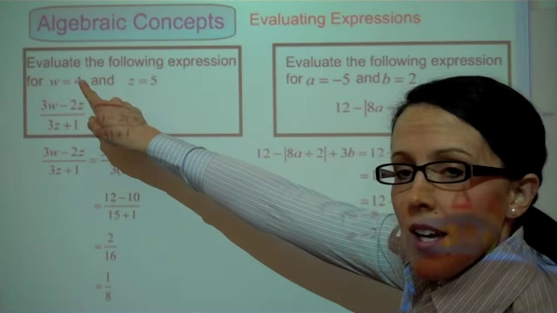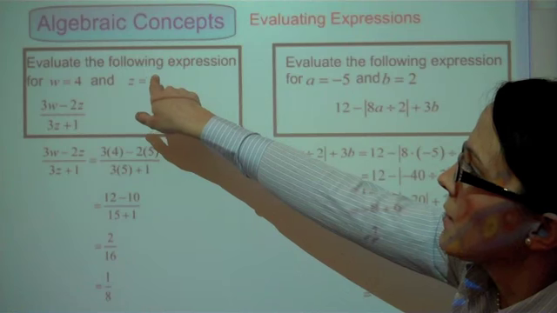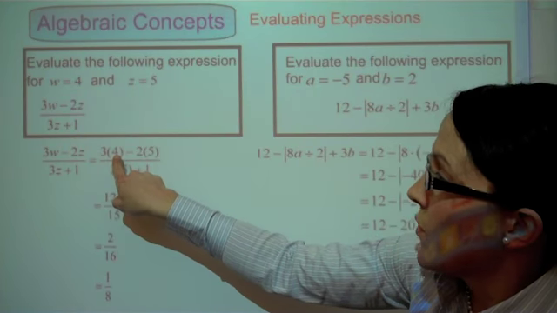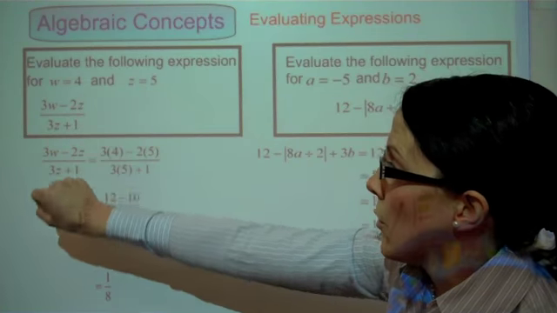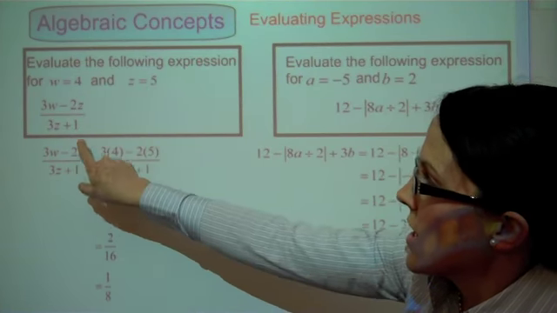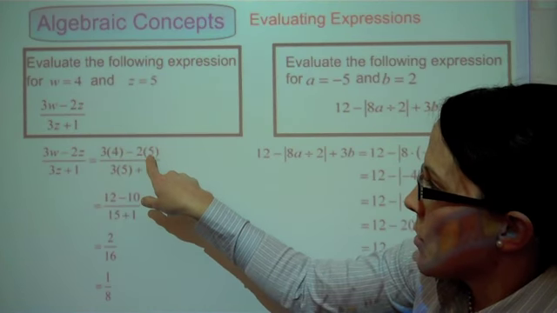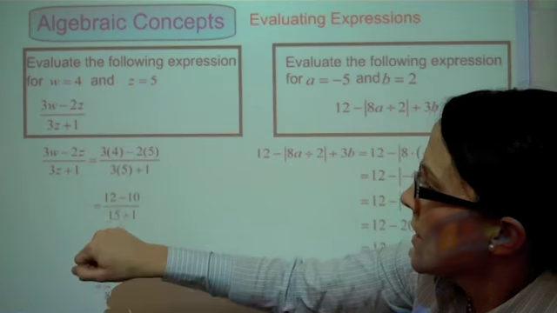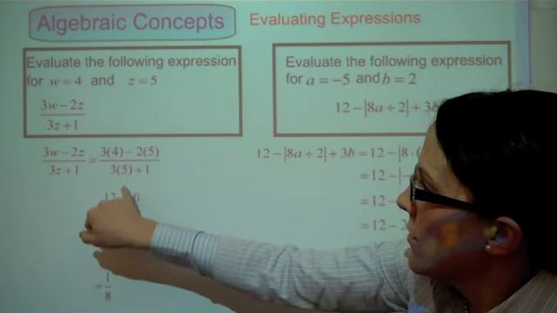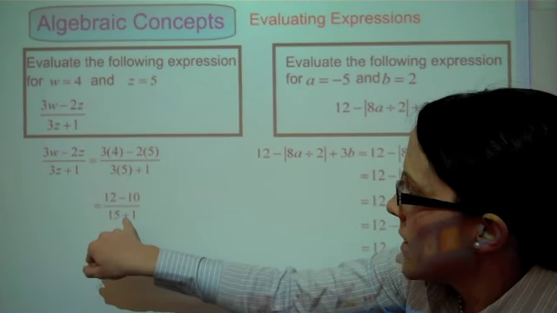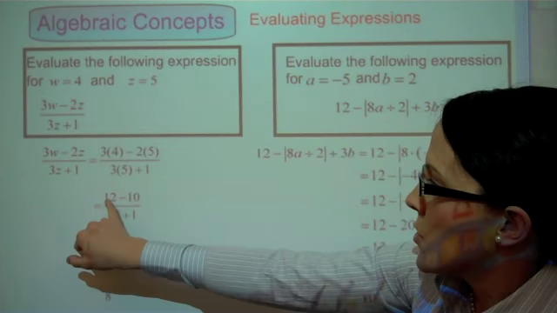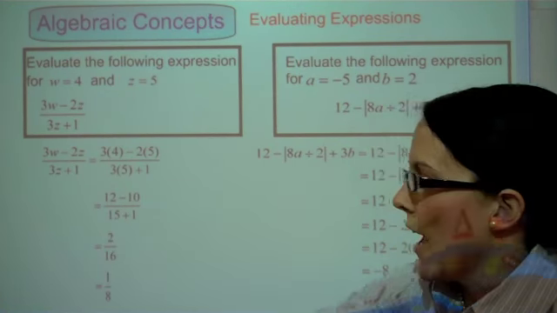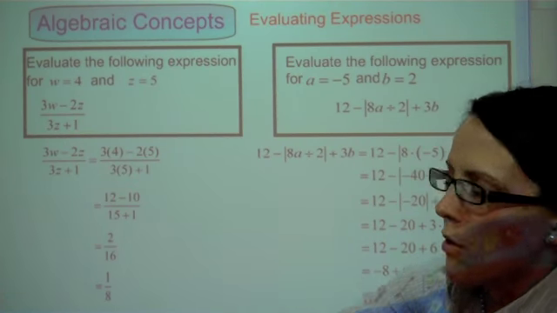So, we are just going to plug in the 4 where every w is, plug in the 5 where every z is. So I bring down this equation. 3 times 4, because the w represents 4, minus 2 times z, the z is a 5, so we plug in the 5, over 3z plus 1, well z is 5. Let's simplify that further. 3 times 4, 12, minus 10, over 15 plus 1. Can we simplify that? 12 minus 10 is 2, 15 plus 1 is 16. Can we simplify that? Absolutely. 2 over 16 is 1 over 8.